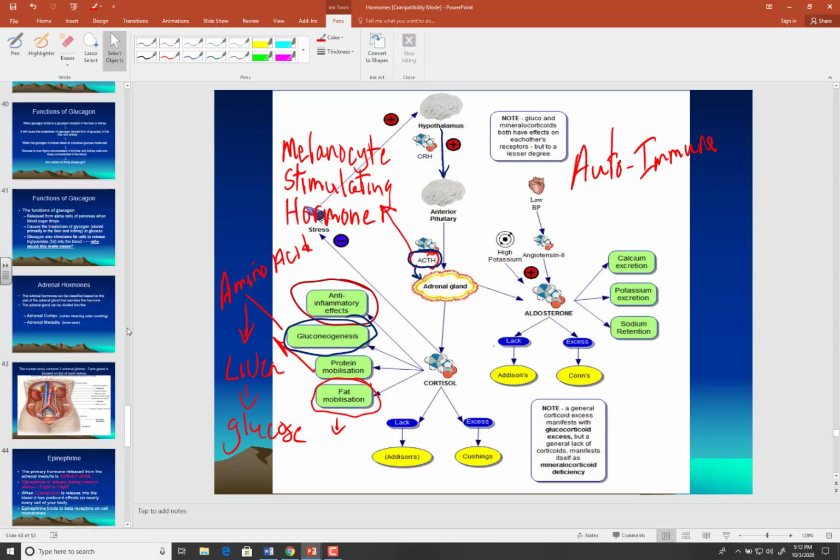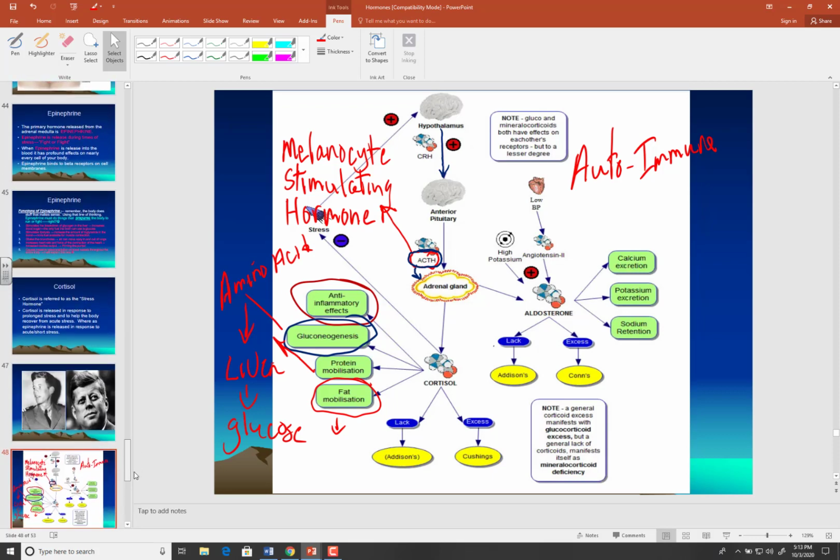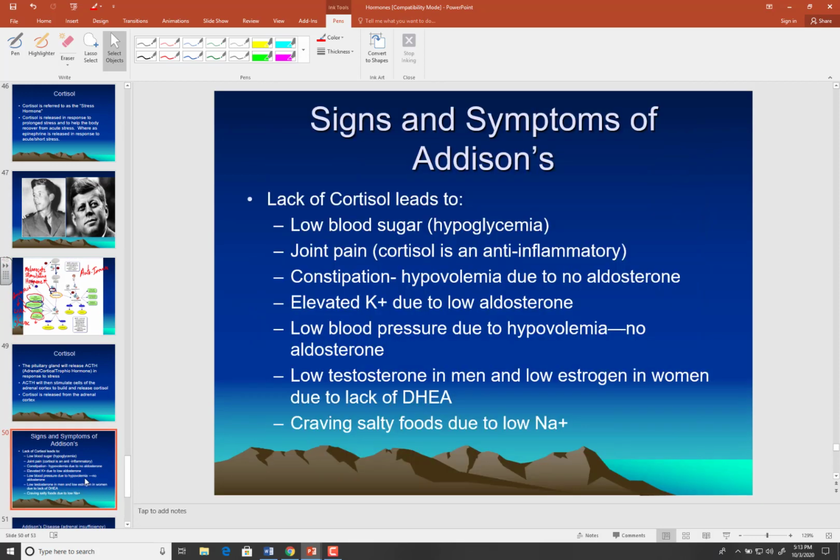Now, let's go over the signs and symptoms of Addison's. And then, again, if you understand these things, if you know what the hormones do, then you'll know what will happen. Now, remember, they lack cortisol. So one of the functions of cortisol is to raise your blood sugar. So they will be hypoglycemic. That's why Kennedy would always carry candy in his pocket, because if he felt hypoglycemic, he'd eat some candy.